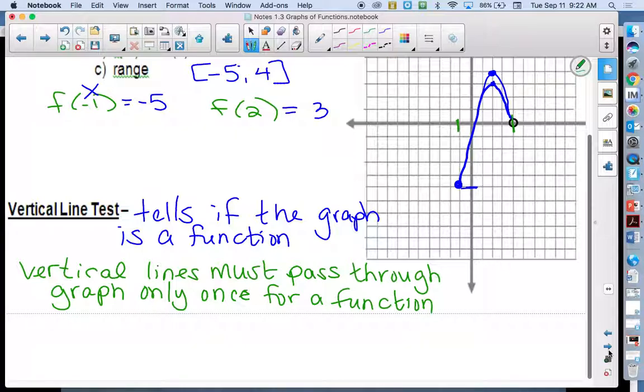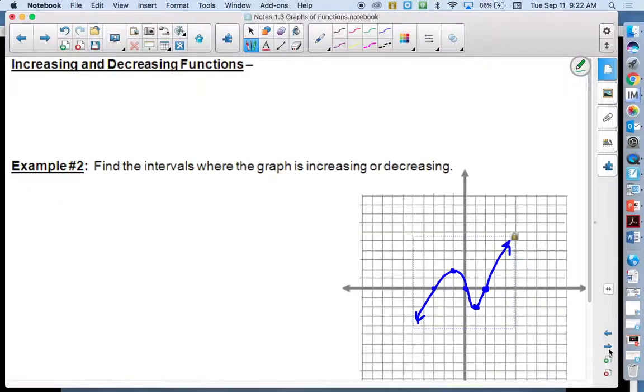Alright, so increasing and decreasing intervals of functions. If you look at a graph, you read a graph from left to right. So always from left to right. From the left, if the graph goes up, we say that's increasing. If it goes down, that's decreasing. So we're going to describe increasing and decreasing intervals. Make sure you note that it's from the left to the right.